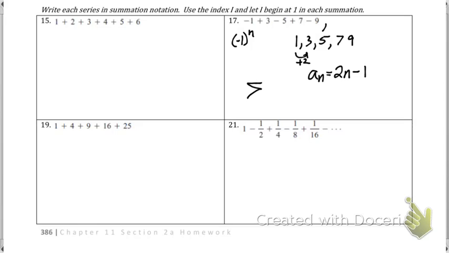So we're going to end up with just the summation from n equaling 1 to 5, because I have 5 terms: 1, 2, 3, 4, 5. And we're just going to have that -1 to the n out front times 2n minus 1.